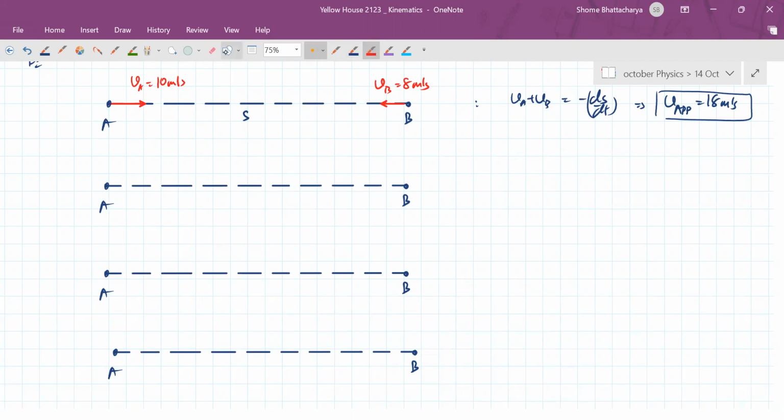Now let's say we have a situation like this, where A is moving at 10 again like this, as in the above case, but B is this time moving away from A.